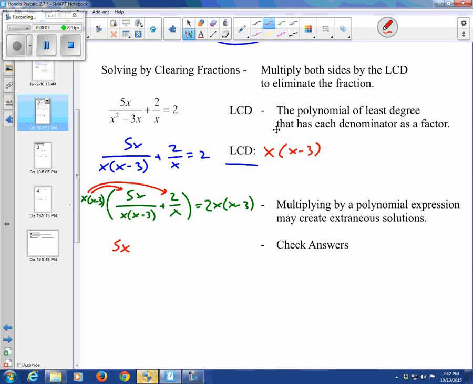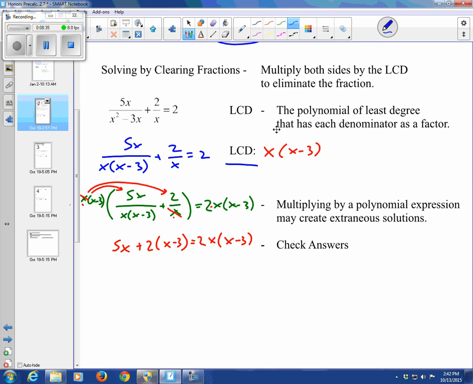Now when we multiply into the second term, we're going to see the x's cancel, because we are multiplying by x and dividing by x. And we are going to get our 2 times the remaining linear factor, x minus 3. Now on this side, we can just do our multiplication out: we've got 2 and then x times x minus 3. Now we can go ahead and simplify both sides.